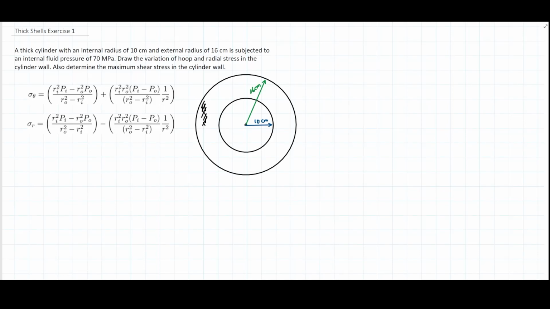Hi, let's take a look at this problem. This is the first one of the exercises that were assigned to be solved during the practice sessions, referring to thick shells. And the problem says like this.